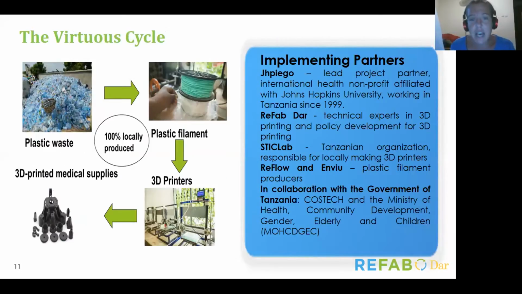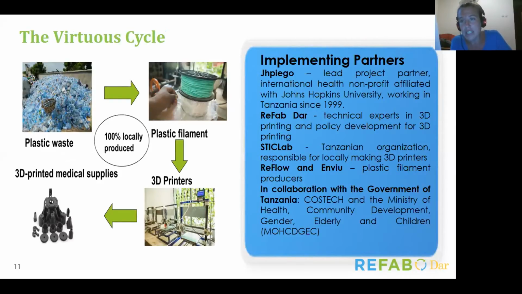So how this is done, we call it the virtuous cycle. And if you guys have watched the other videos, then you'll already know a lot of this. But we go from plastic waste to the filament, from the filament to the printers, from the printers to the medical supplies. So on this project, JHPIEGO is the lead. ReFab Dar, we're the technical experts.